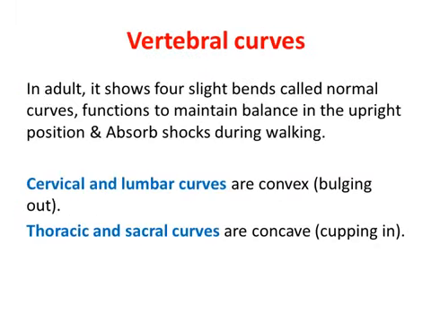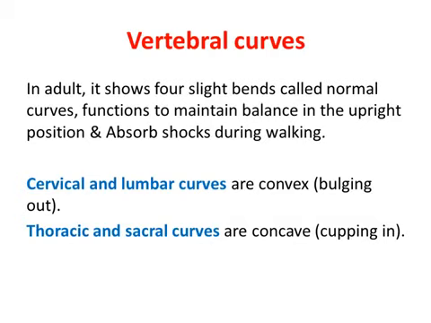Vertebral curves تقوسات العمود الفقري. In adults it shows 4 slight bends called normal curves. يمتلك العمود الفقري للشخص البالغ 4 تقوسات. Functions to maintain balance in the upright position and absorb shock during walking. تعمل على حفظ توازن الجسم أثناء الوقوف وأيضا تساعد الجسم على الحركة.